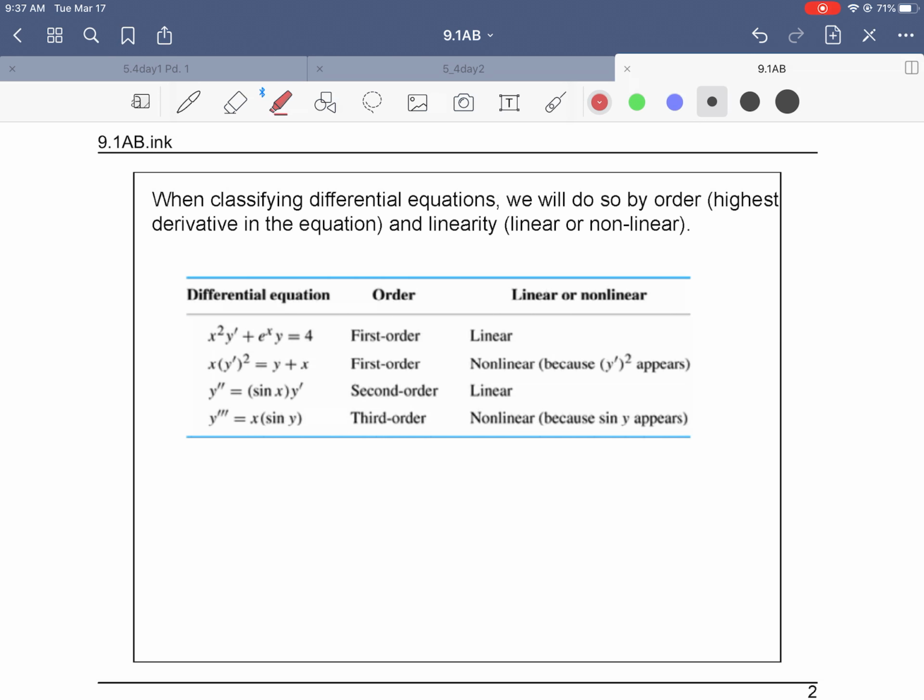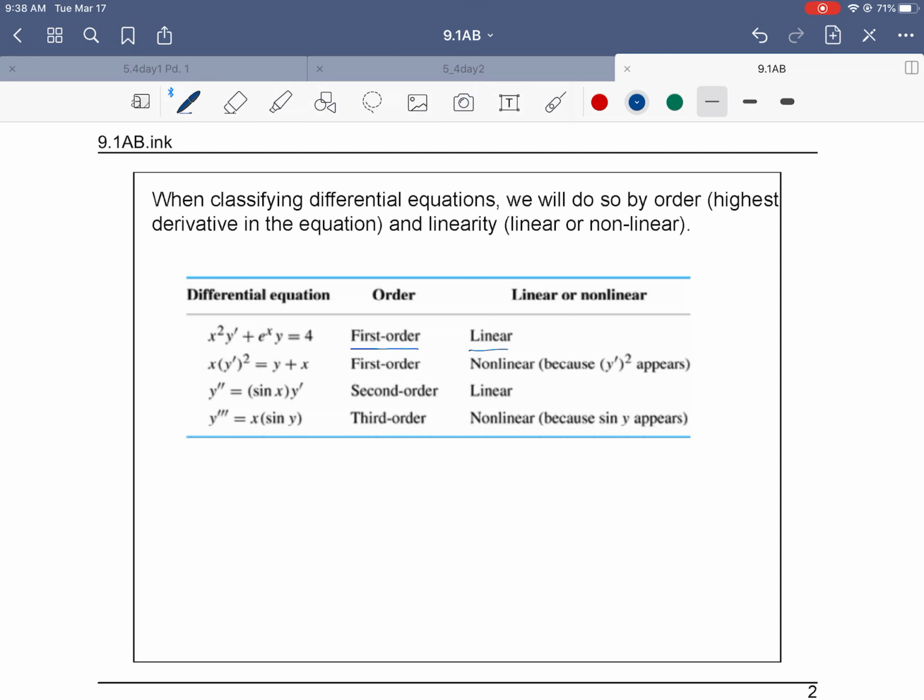We're going to go through a couple examples early on that are relevant in terms of classifying, but you won't really see these types of questions on the AP exam. So the first differential equation in the list, x squared times y prime plus e to the xy equals 4, is considered first order because the y terms, which is what we look at, have a first derivative, and it's considered linear because the y terms don't have any exponents on them.